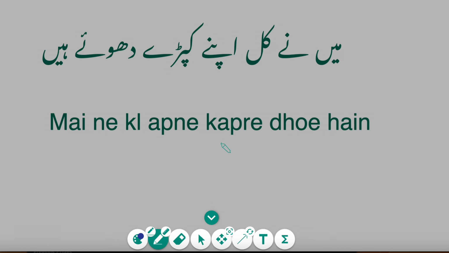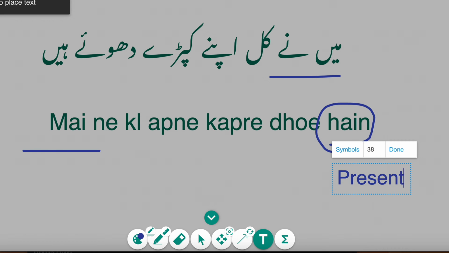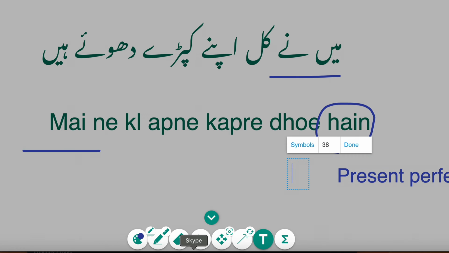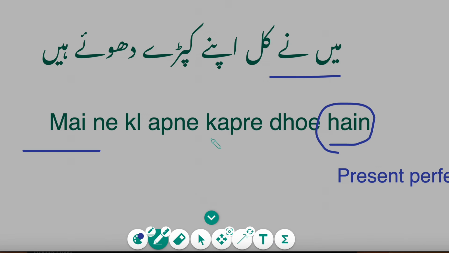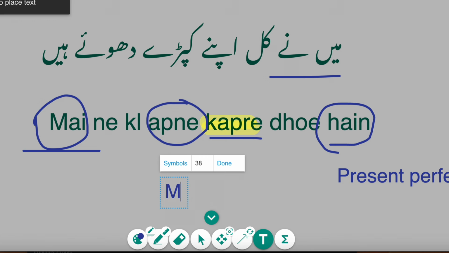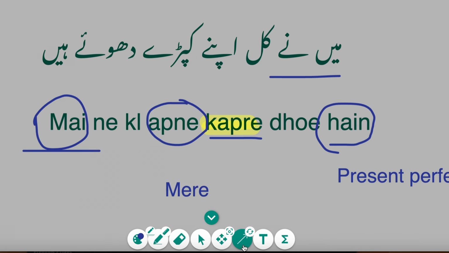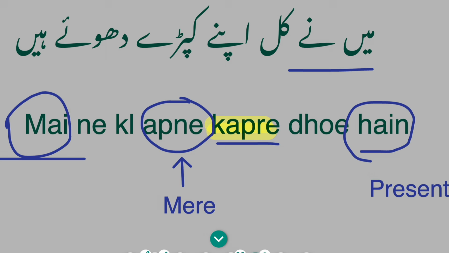Next one is the present perfect tense. So I have washed my clothes. मैंने कल अपने कपड़े धोए हैं. I have washed my clothes. अपने means my. So the subject मैं is also the possessor of the object kapde. Therefore, my changes from mere to अपने. मैंने कल अपने कपड़े धोए हैं.